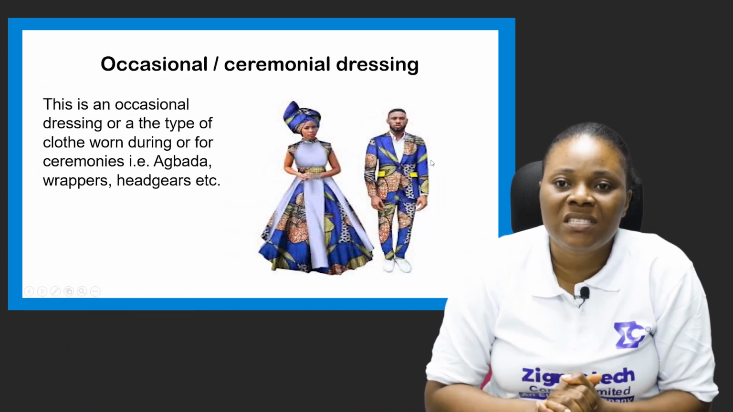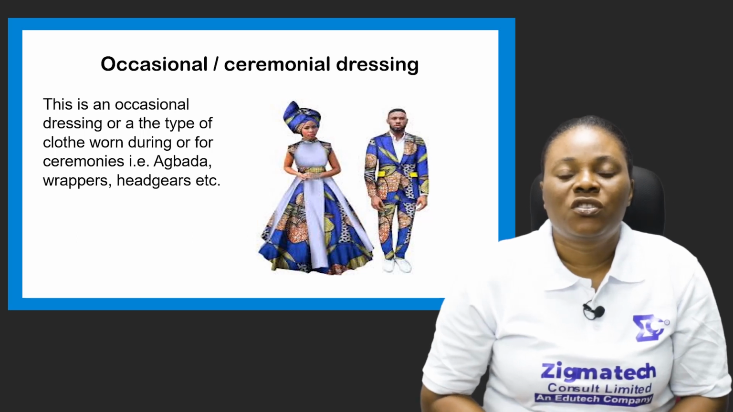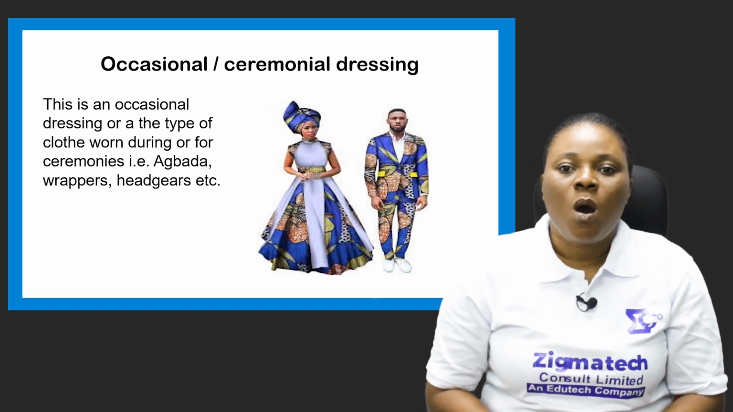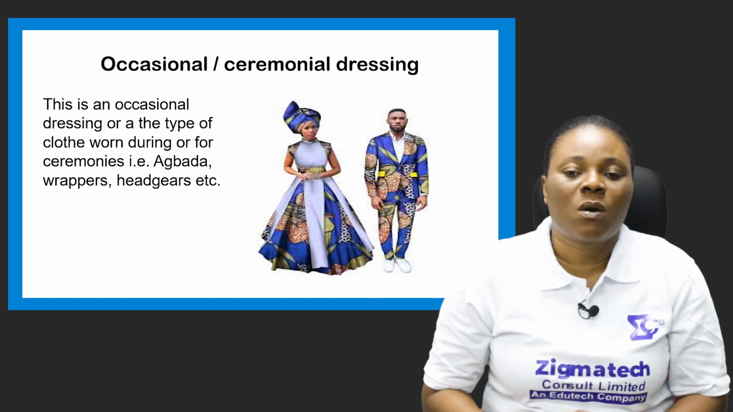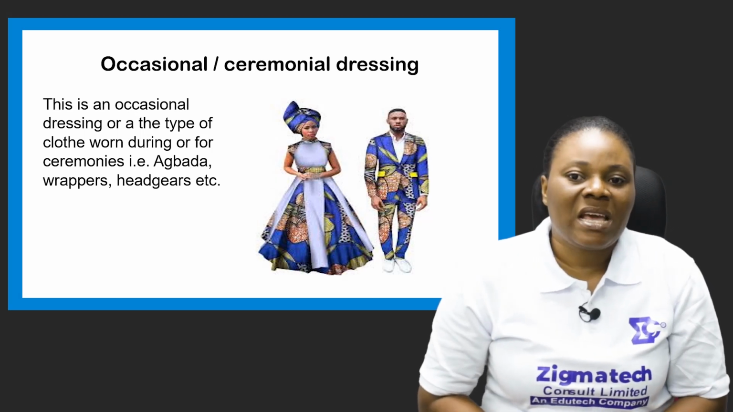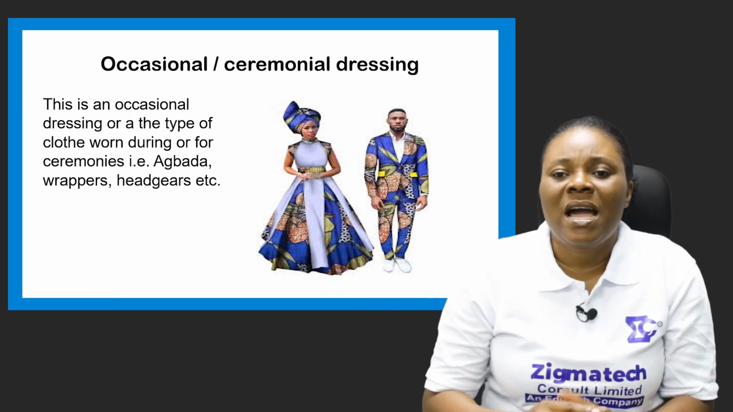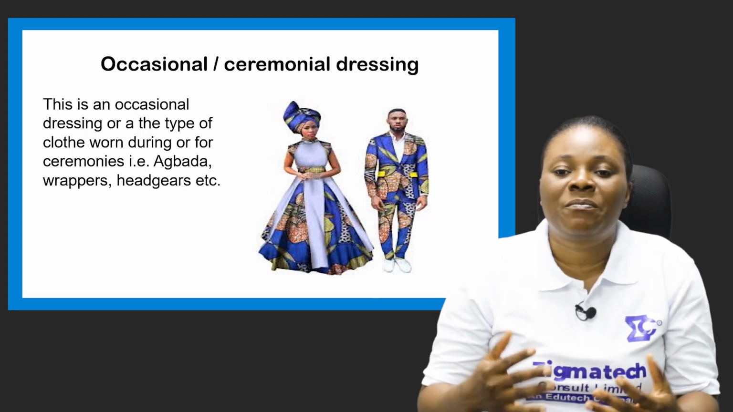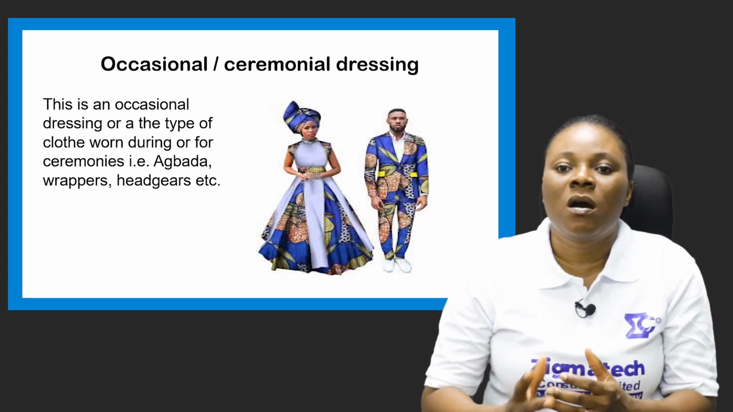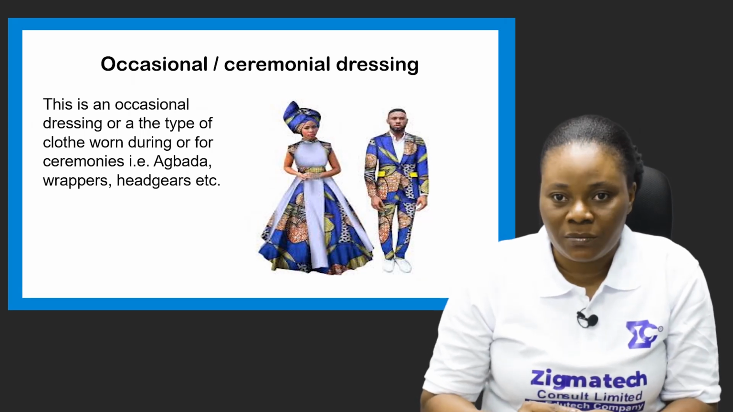The second type of dressing is the occasional or the ceremonial dressing. This type of dress code is a type of dress worn for ceremonies. Ceremonies like wedding ceremonies, birthday ceremonies, child dedication, housewarming ceremonies. And what are the examples of clothes that we have under the ceremonial dressing? We have attires like the agbada, we have wrappers, we have blouses, we have headgears, we have caps, walking sticks, and so many others. And of course, we know that this is not a formal dress code for an organization.